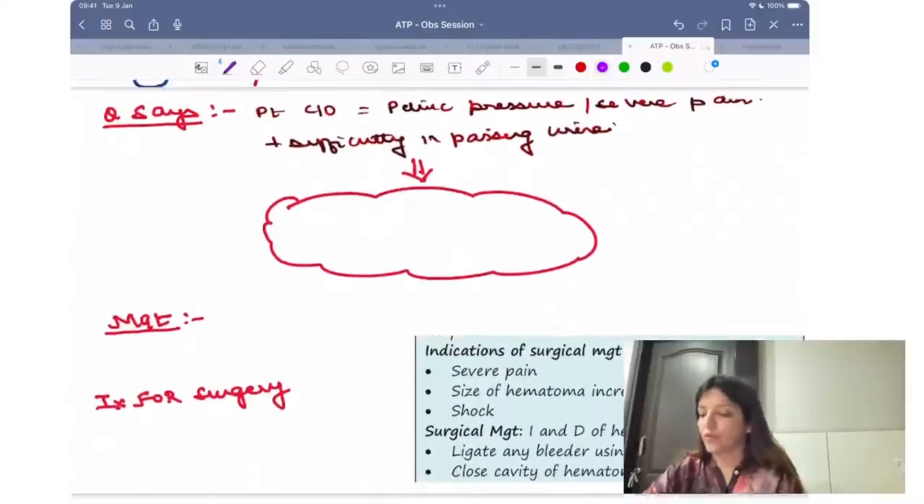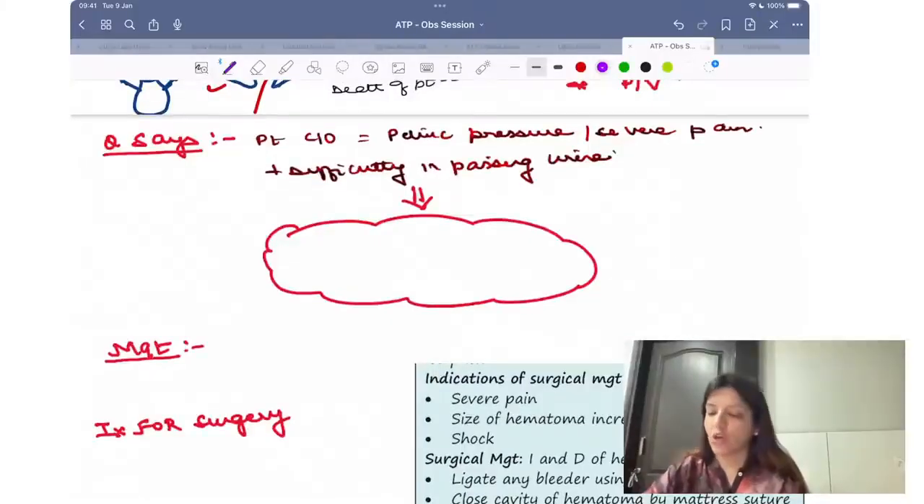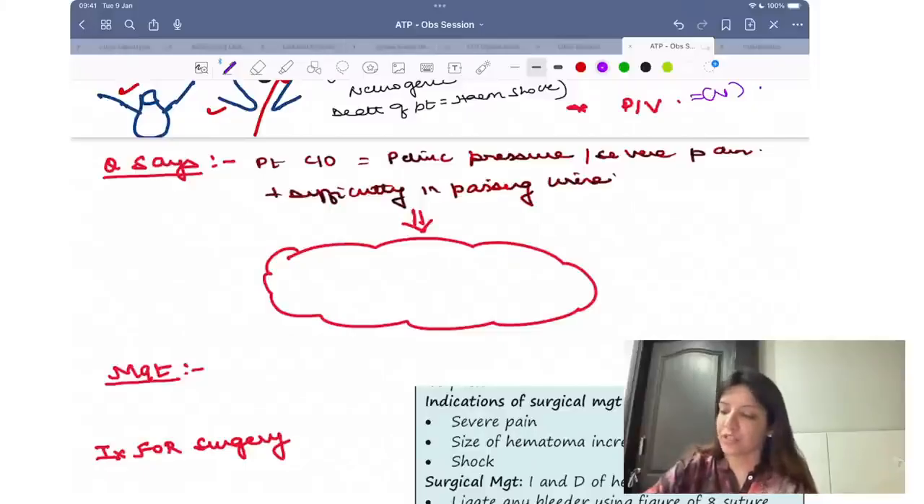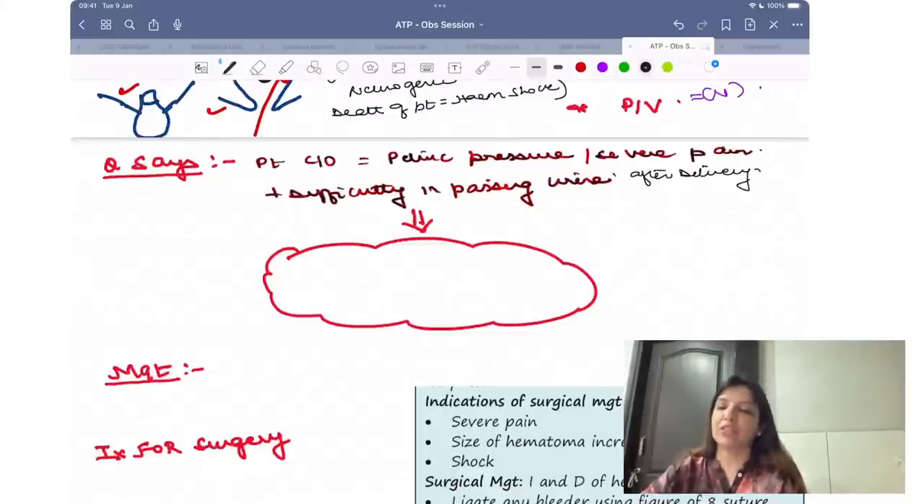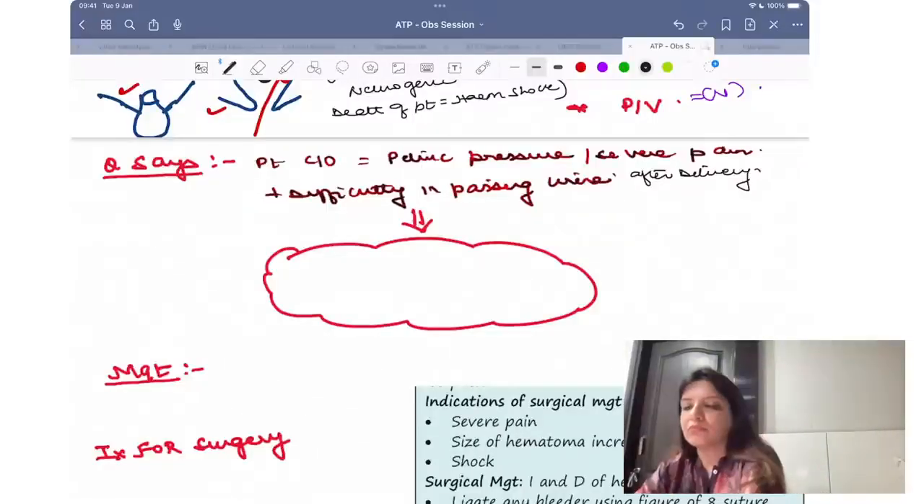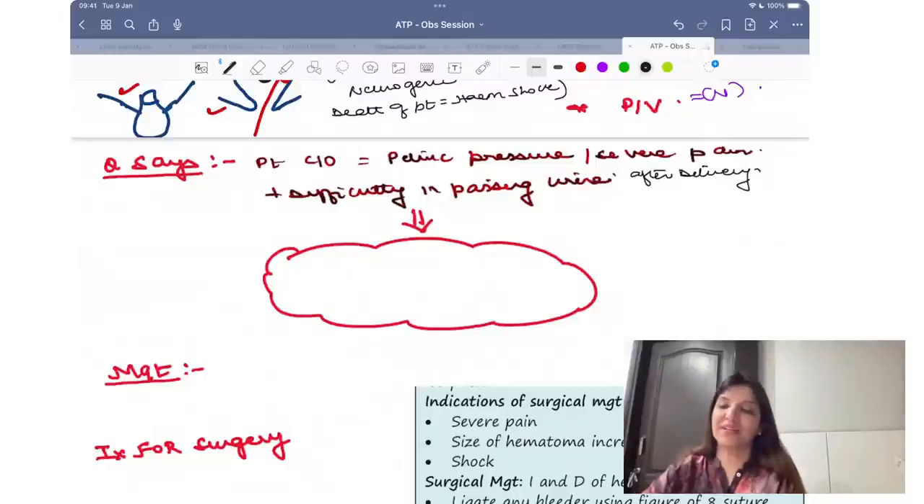Now, next question. If your question says that there is a patient who's complaining of pelvic pressure, severe pain and difficulty in passing urine after delivery. All this is happening after delivery. After delivery, the patient is having some sort of pelvic pressure or severe pain and there is difficulty in passing urine. What is your diagnosis? Tell me, what is your diagnosis?